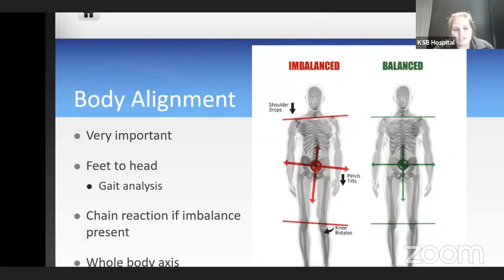So another important thing is body alignment. If we're having heel pain and issues with the foot, it's a chain reaction to all the other joints in your body, your knees, your hips, even your shoulders. So if you've ever been to a bone or joint doctor, they might have done a gait analysis on you. So we see the way you stand and also the way you walk. So as you can see, the imbalanced person in the picture here, their shoulders dropped, the pelvis is tilted, the knees are rotated in, and then the foot is actually pronated.